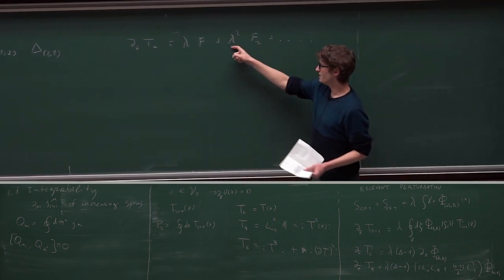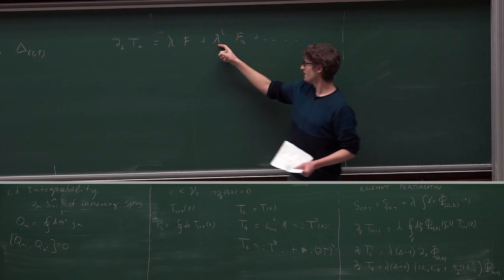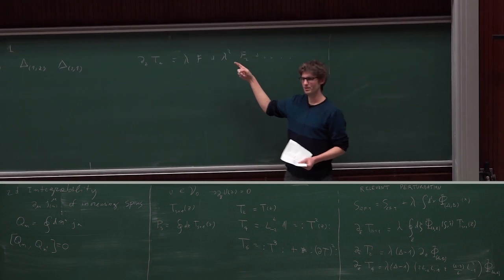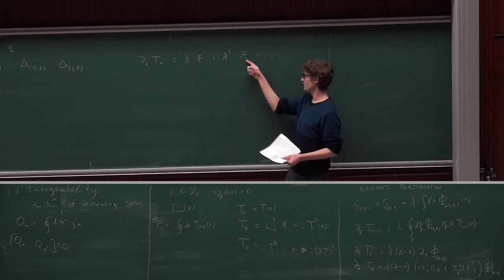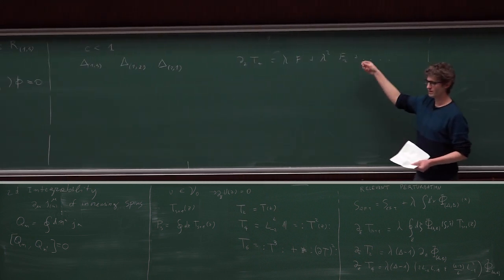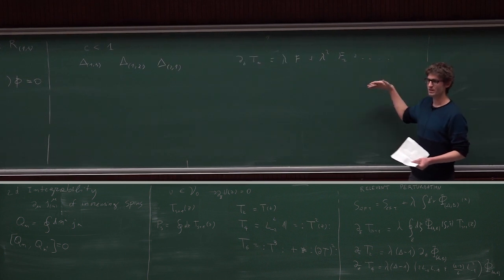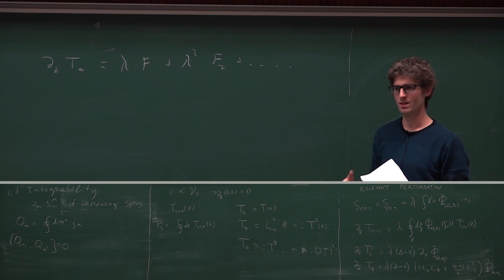But you see that this lambda now is dimensionful, so it has a positive dimension. And to match the correct dimension, you need fields with lower and lower dimension. So for sure, you can say at some point it will truncate if your spectrum is bounded below.